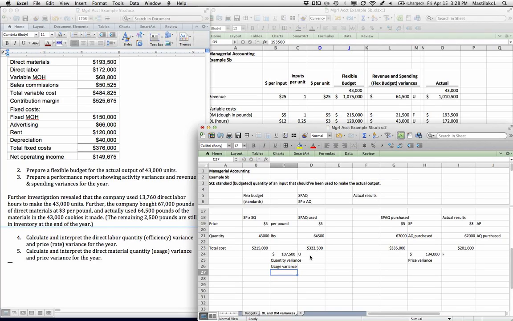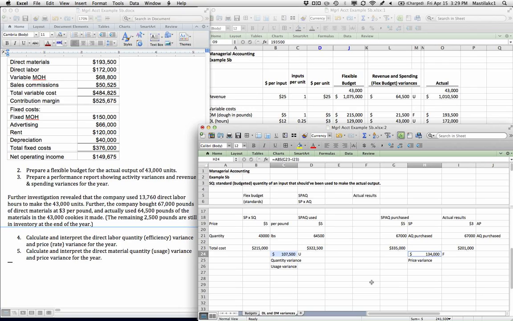And so what that tells us is, holding the price constant at the $5 that the production manager expected it to be, the extra that we used cost us $107,500. Now, if you go to the production manager and you say, why did you use so much extra material? A reasonable answer could be, hey, we used all these extra materials because the stuff that we got was such lousy quality. That's why it was such a low price. So these two variances could have a lot to do with each other.